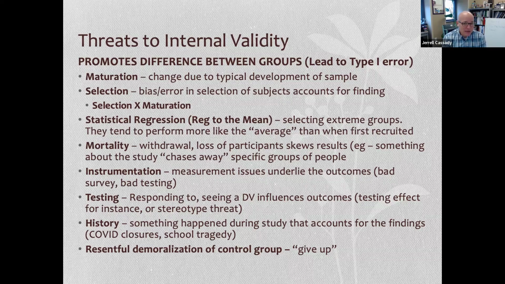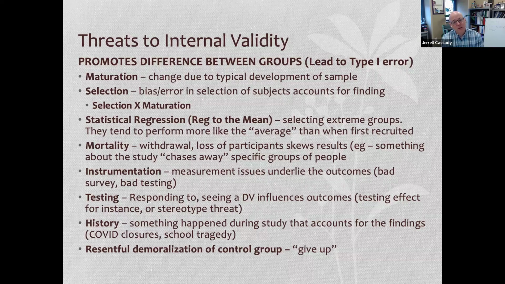Second one is a selection bias, where you choose a bad group of people to do a good study. Maybe you choose only gifted kids and compare them to a normal population. That doesn't make a lot of sense, right? And then there's also a selection by maturation possibility. Like if I have a selection threat and a maturation threat, then there's more possibilities for threats to internal validity. Other things that can happen.